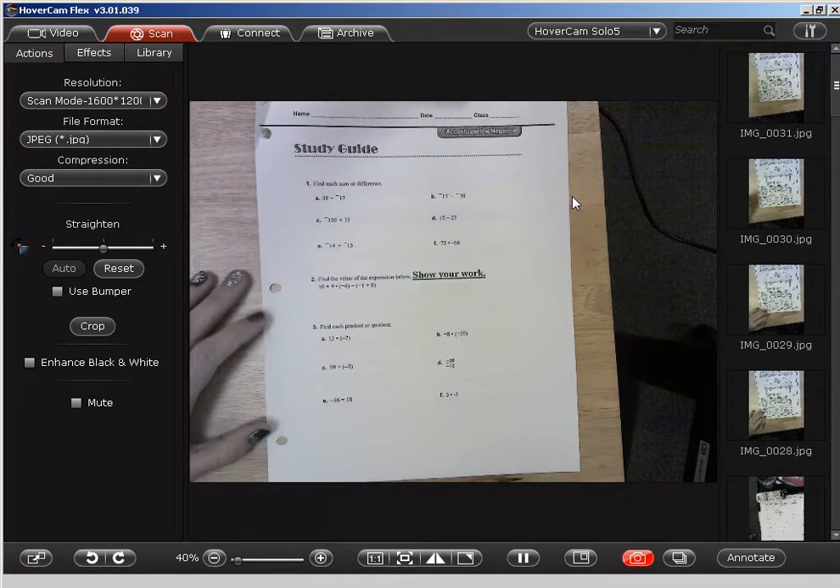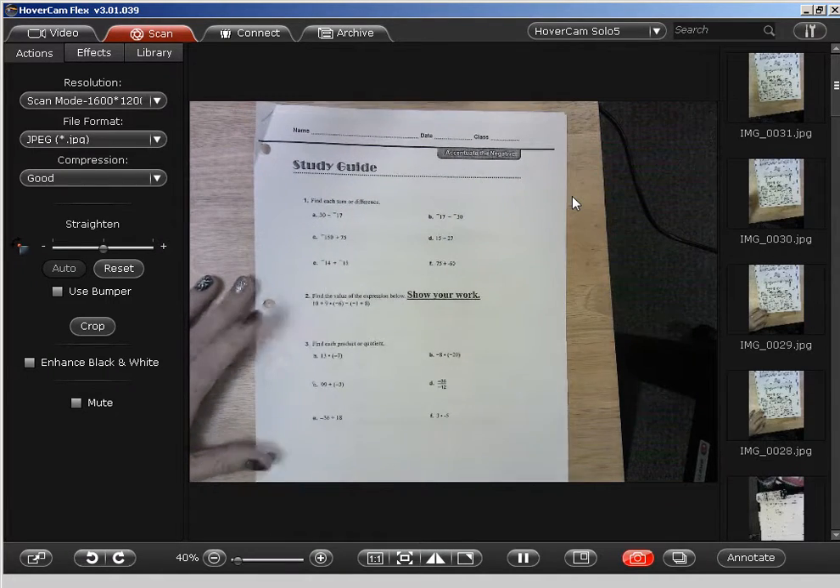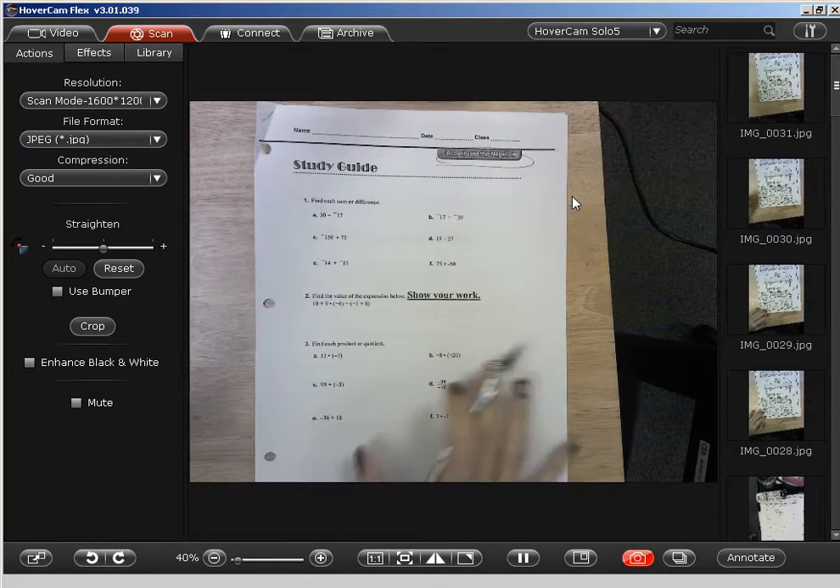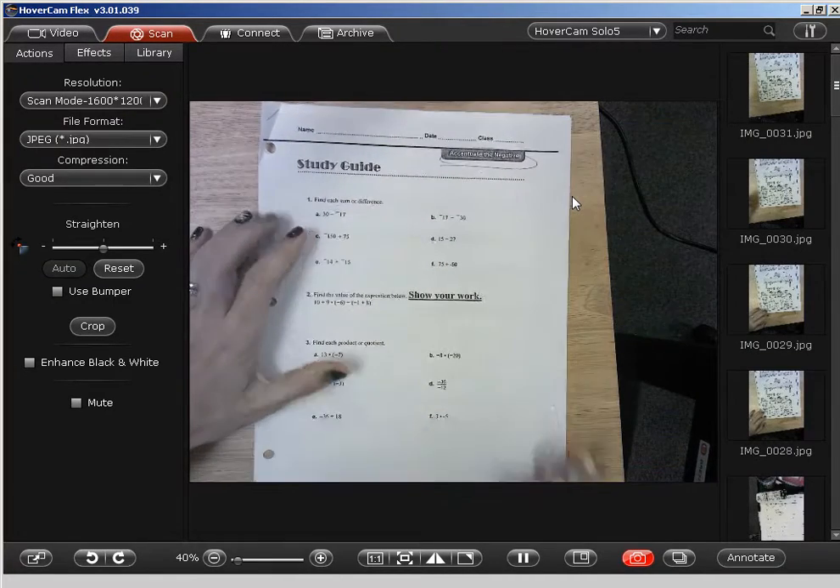Hi guys, this is your video for your study guide for Accentuate the Negative. Okay, so for section 1, we were doing some solving with integers.